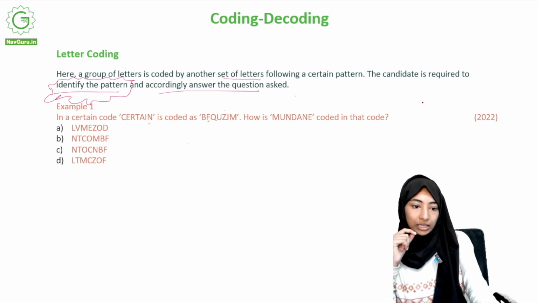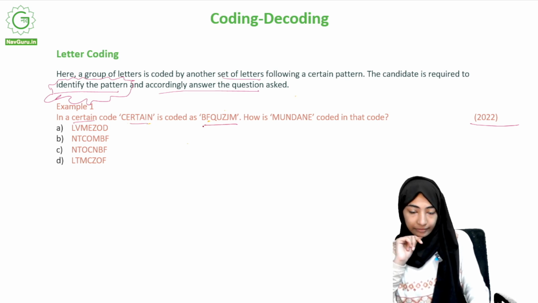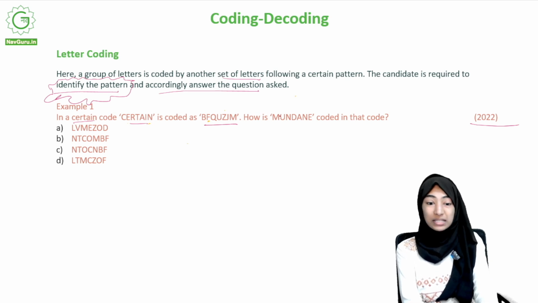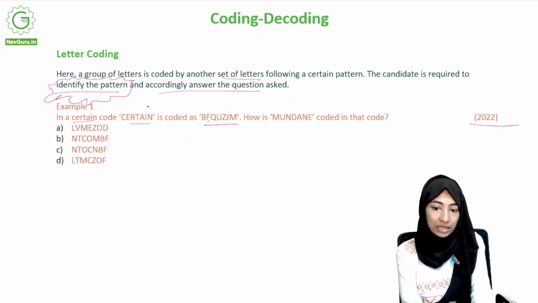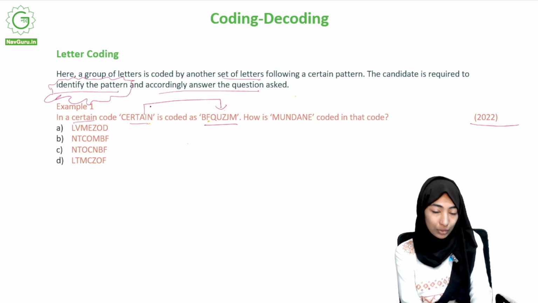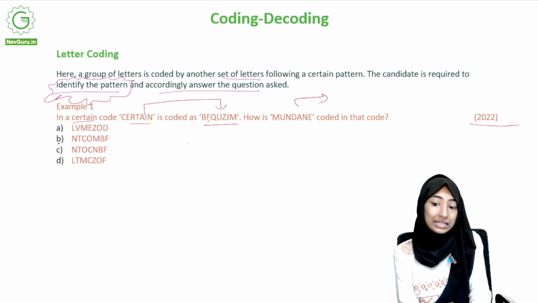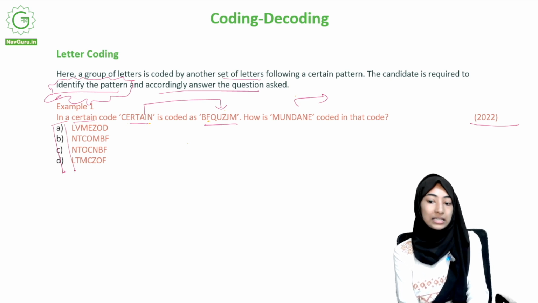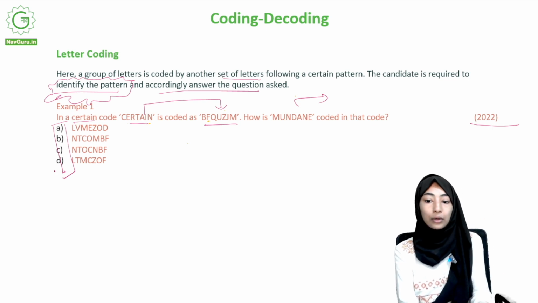So here, I've taken a previous year question, 2022. In a certain code, CERTAIN is coded as BFQUZJN. How is MUNDANE coded in that code? Now what they expect us to do is to find out the pattern of this coding, how this coding has been done, and then apply this same pattern to MUNDANE. But since you have options here, it is not necessary for you to do that in all cases. In some cases it might be, but you can also get by without actually doing this.